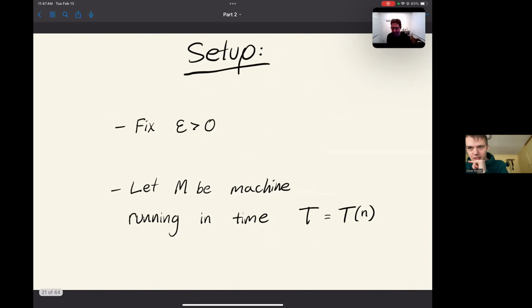So how are we going to do this? Well, we're going to start by fixing some epsilon, which we claim you can take to be arbitrarily small. And we're going to let M be any Turing machine that runs in some time t of its input length. We're just going to abstract away what the input length is and imagine we're trying to simulate a machine that runs in time t.